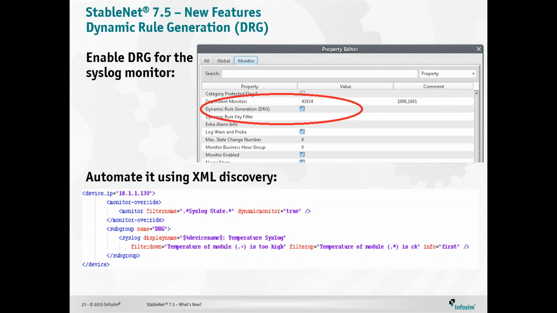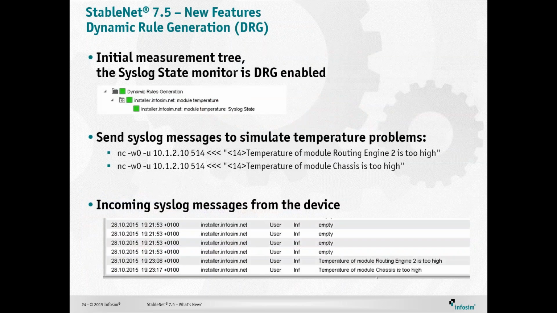So how does it work? At the beginning you have just one syslog measurement like standard and one syslog state monitor. That's nothing new. Then we simulate syslogs using the nc netcat command, which you can see in the middle of the screen, and we send two examples: routing engine 2 is too high and chassis temperature is too high. On the lower screen you can see the syslogs coming in, how they are shown in StableNet.